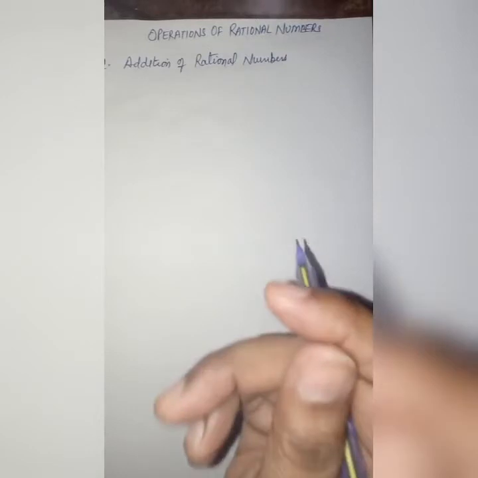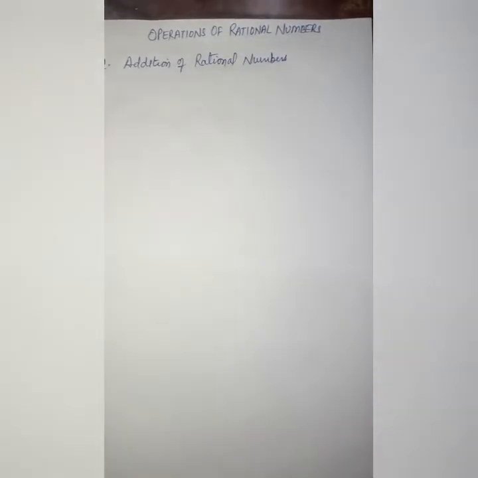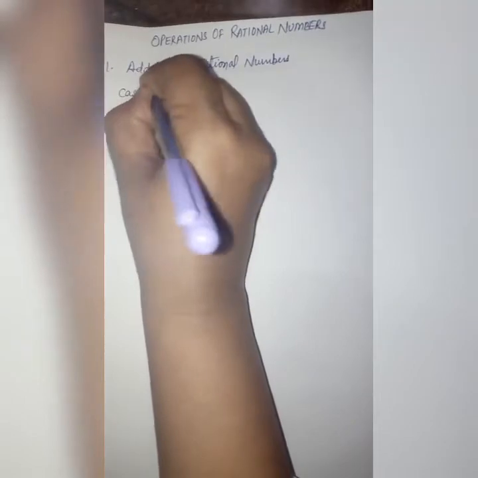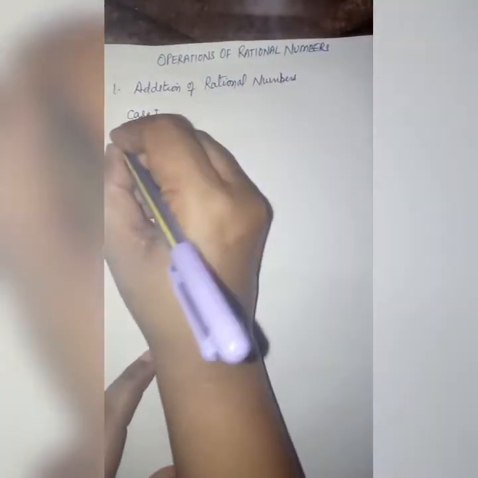In addition, there are two cases. Case 1, when the given rational numbers have the same denominator, and case 2, when the denominators of the given rational numbers are different. So, case 1, when denominators are same. So, I am taking one example.